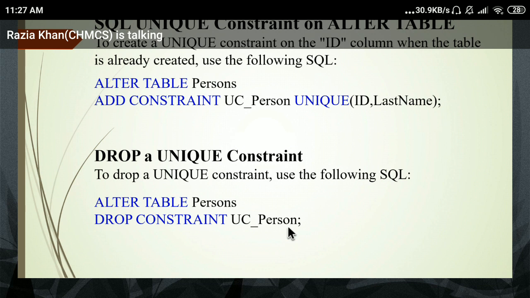UC means unique constraint. Here you have to add constraint and write down some name for this constraint. So this name is for this table.